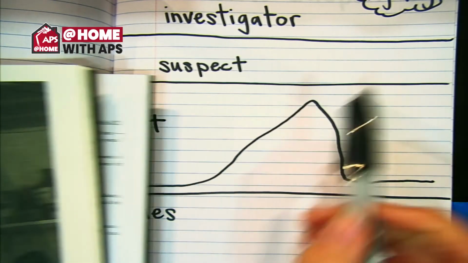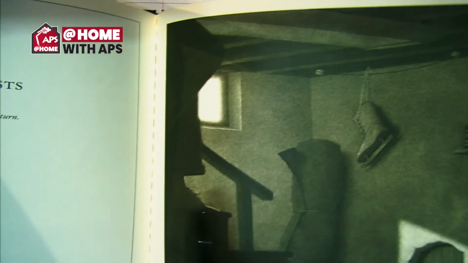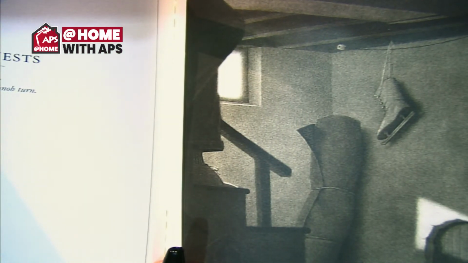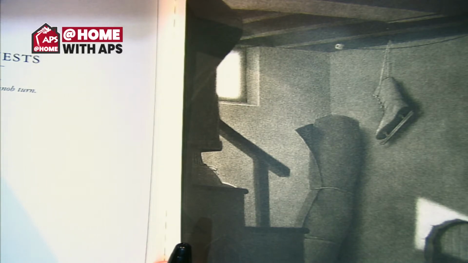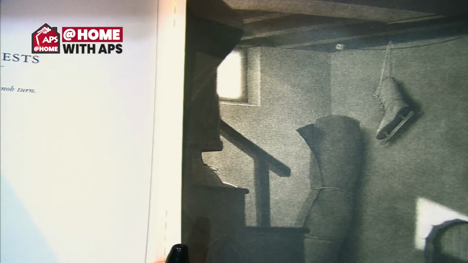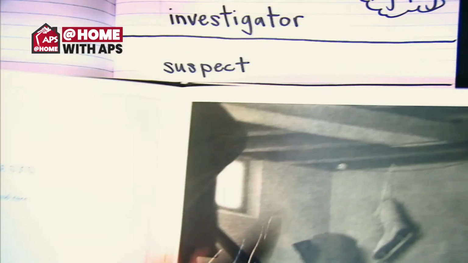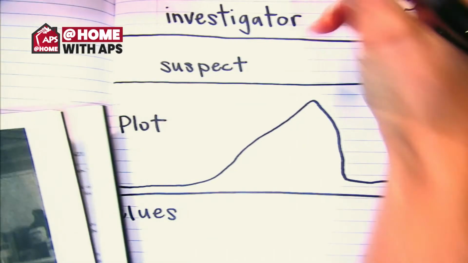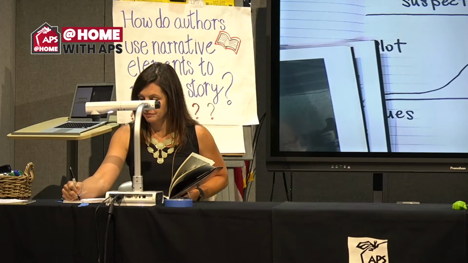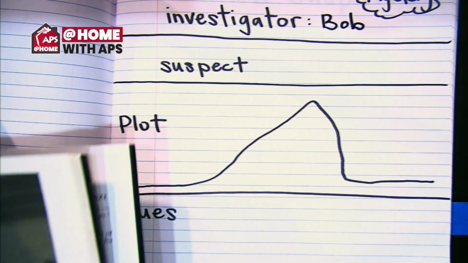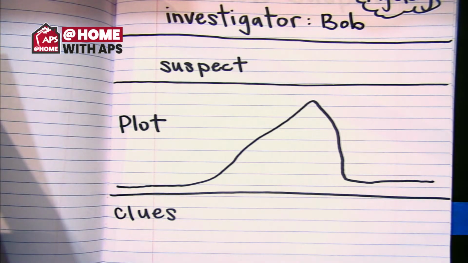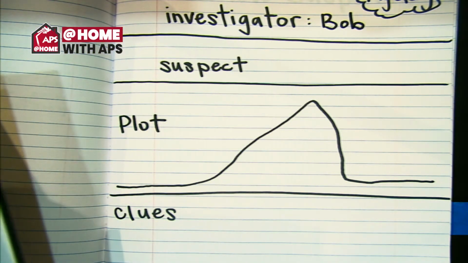Ready? I have to start with my investigator. I just need to imagine a character. Last time I said my character's name was Henry. Today, my investigator is going to be Bob. I don't know why. Bob just came to my mind. Did it come to yours too? Wouldn't that be neat?